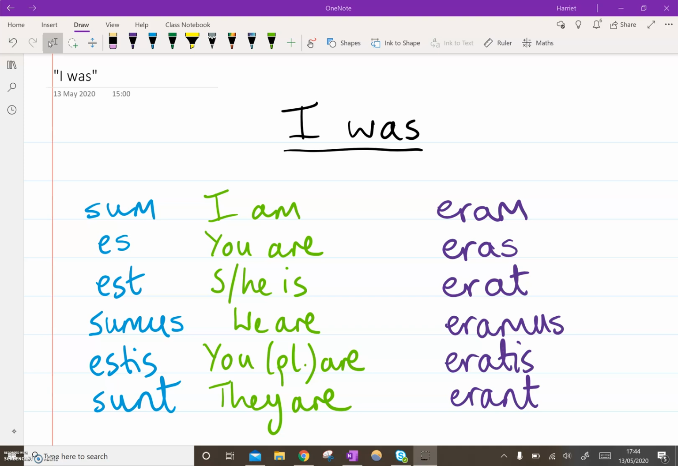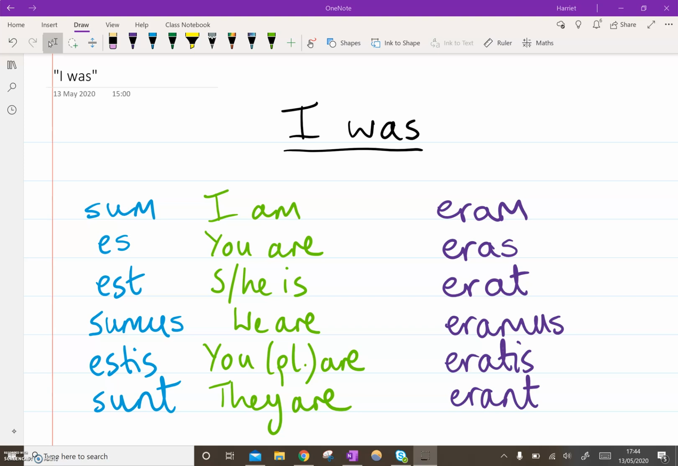So, in your exercise books, you need to write the title, I was. Okay, so there's your first clue as to what we're meeting. On the left-hand side, we've got the verb that we already know. So this is the verb to be in Latin in the present tense. Okay, so we've got sum, es, est, sumus, estis, sunt. I am, you are, he or she is, we are, you plural are, and they are.